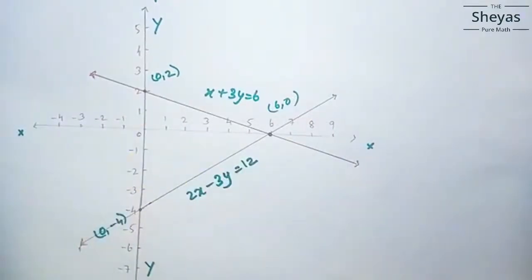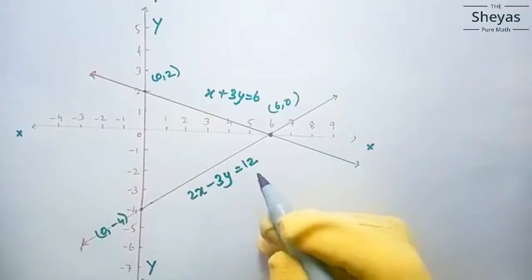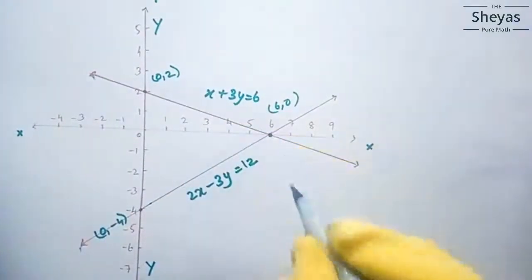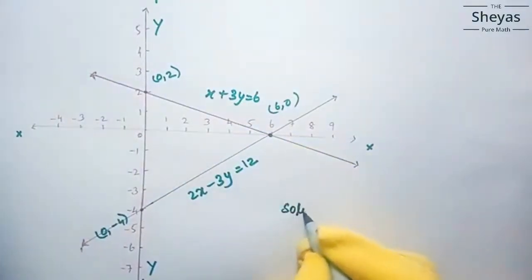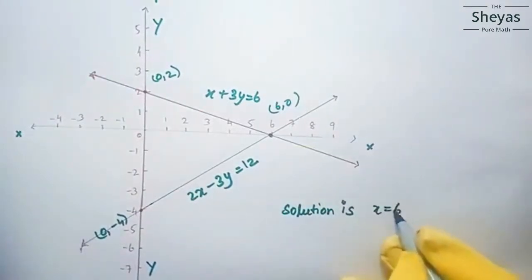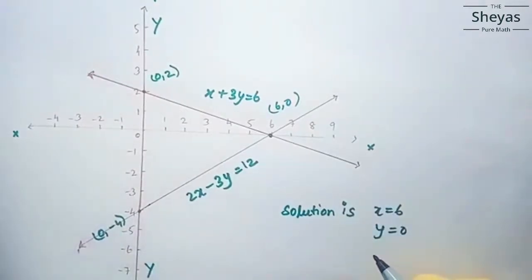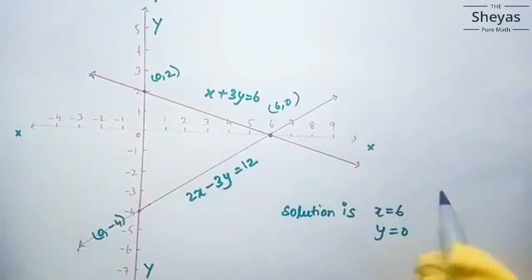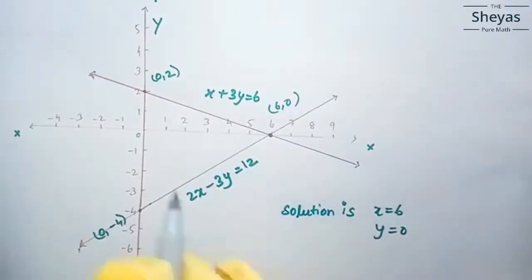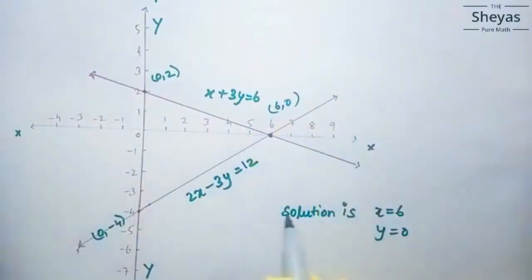So now we have solved the pair of linear equations graphically. So what is the solution? They intersect at the point 6, 0. So the solution is x is equal to 6 and y is equal to 0. So this is a unique solution. They intersect at 6, 0, so 6, 0 is the solution.